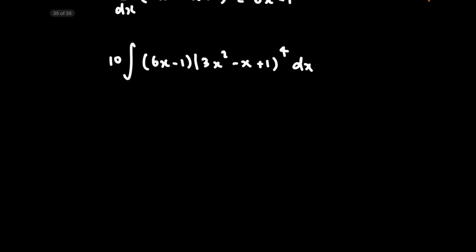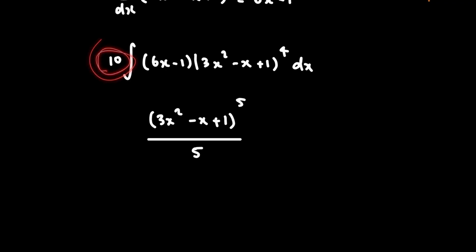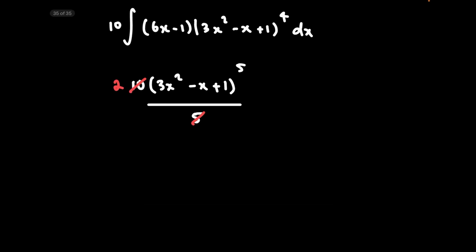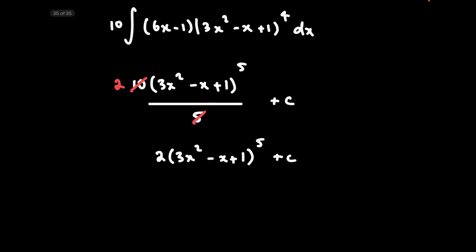So the integral will become 3x squared take x plus 1 to the power of 5 divided by 5. But not forgetting, we have to times by 10. So if we times the top by 10, we can recognize that the 10 and the 5 cancel out to give us a 2. So our final integral, plus c as well, will be 2 times 3x squared take x plus 1 to the power of 5 plus c. And that is the integral of this problem here.